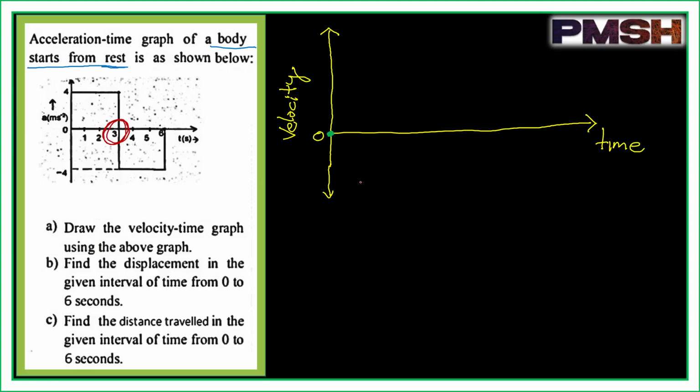What is the expression for calculating velocity? Velocity is equal to u plus at. The initial velocity is 0. The acceleration is 4 meter per second square. Am I right? The time is 3. 4 times 3, the answer is 12 meter per second. Clear? So at time equal to 3 second, the velocity is going to be 12 meter per second.